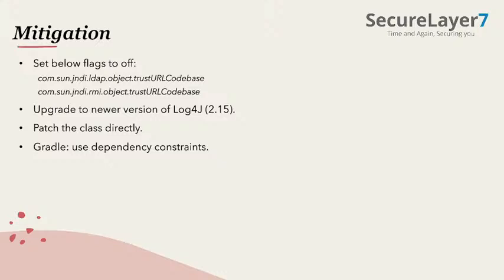So in that case, the class file is directly patched with the newer class file in the used Log4j. And for Java based applications, Gradle uses a dependency constraint, so you can strictly use the latest version itself, right? So this was the mitigation proposed for Log4Shell, but my dear friends, don't go for 2.15, right? As I said, the story has more chapters. So let's move on to the next chapter, right?